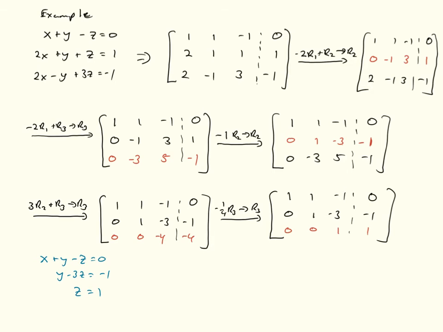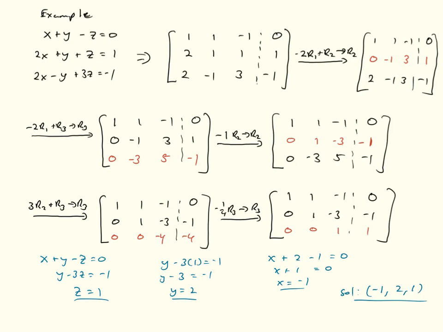So since z equals 1, I know that y minus 3 times 1 equals negative 1. So y minus 3 equals negative 1, and from that, I get y equals 2. Since we know z and y, I know x plus 2 minus 1 equals 0. So x plus 1 equals 0, and x equals negative 1. So my solution is the ordered triple negative 1, 2, 1. That would be the solution to that system.